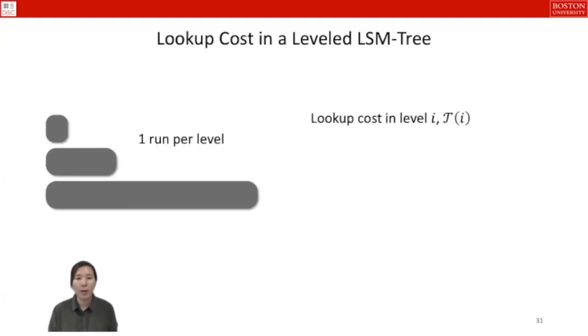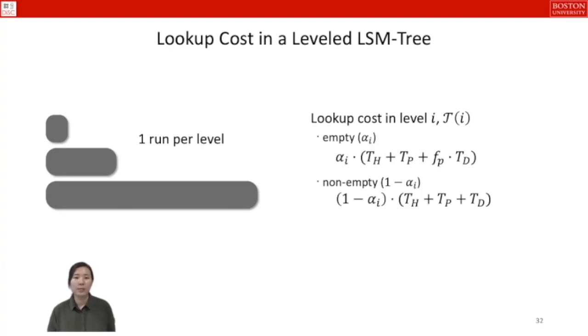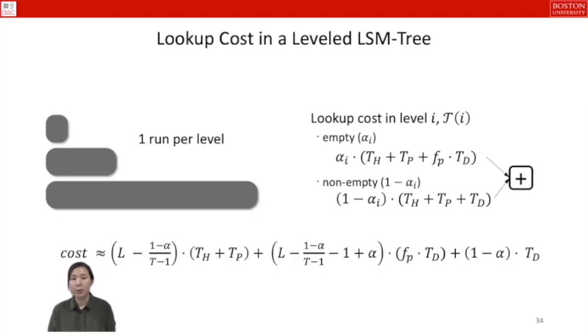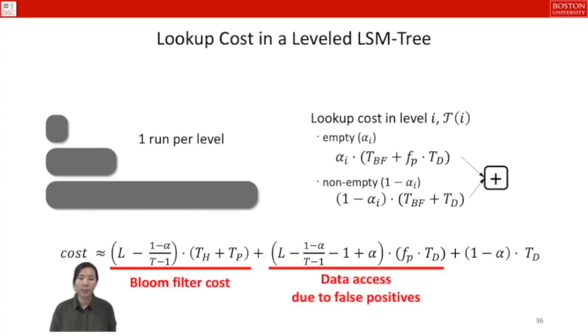Let's start from lookup cost in leveled LSM-Tree. First, we model the lookup cost in a single level. All lookups can be either empty or non-empty. The lookup cost in a level is the sum of these costs for empty and non-empty. And using this lookup cost per level, the total lookup cost in leveled LSM-Tree can be derived. As you can see, the lookup cost consists of 3 parts: Bloom filter cost, data access due to false positives, and data access for non-empty lookups.